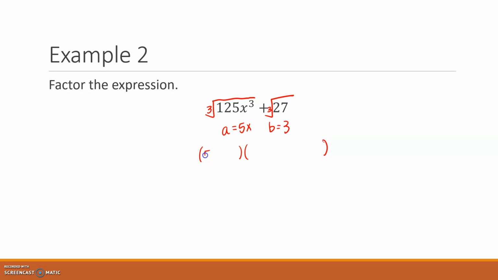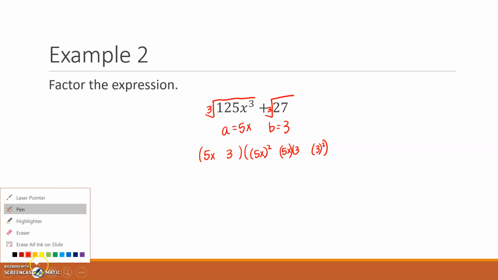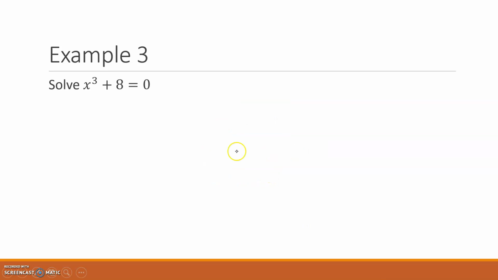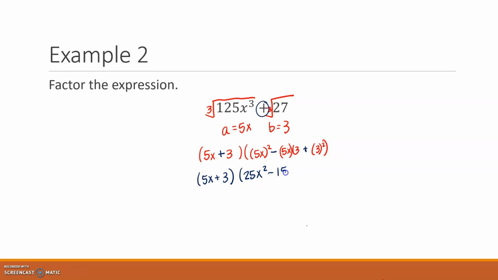In the first set of parentheses, we'd have 5x and 3. In the second one, 5x squared, 3 squared. And in the middle, 5x and 3. And then we need to fill in the signs. So we'll do that. This started off as a positive, so we do the same sign, the opposite sign, and then always positive. So we get 5x plus 3, that would be 25x squared minus 15x, and then plus 9. And that would be our final answer.